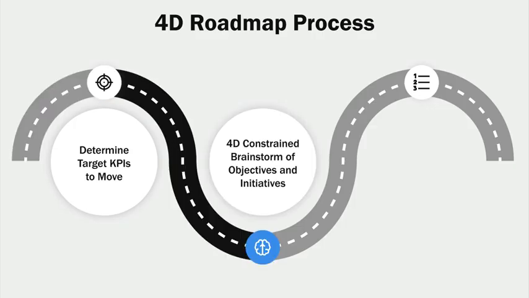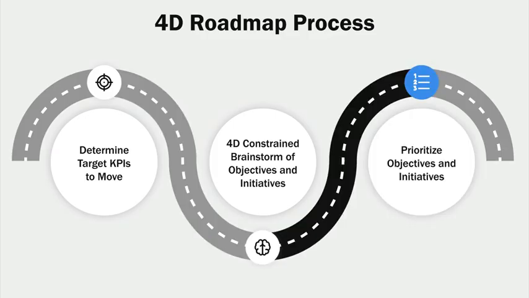Step 2 is conduct a 4D constrained brainstorm. For each of the 4 lenses, you brainstorm a set of objectives and initiatives related to that lens. You constrain your brainstorm to only objectives and initiatives that are related to that lens. Step 3 is prioritize objectives and initiatives. Here, you prioritize your brainstormed objectives and initiatives to come up with your proposed roadmap.